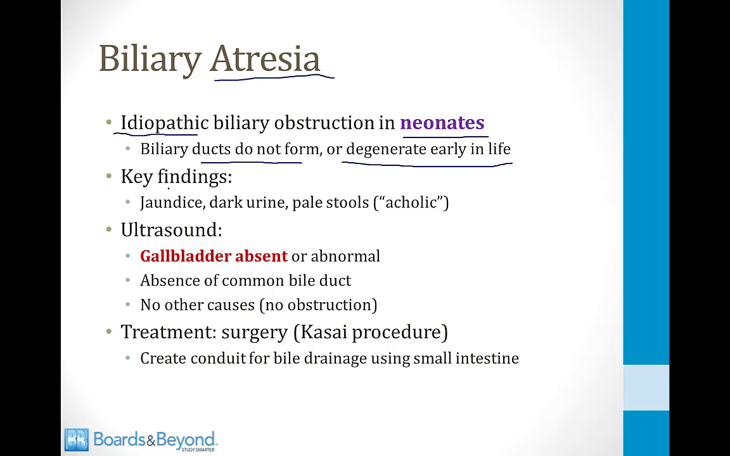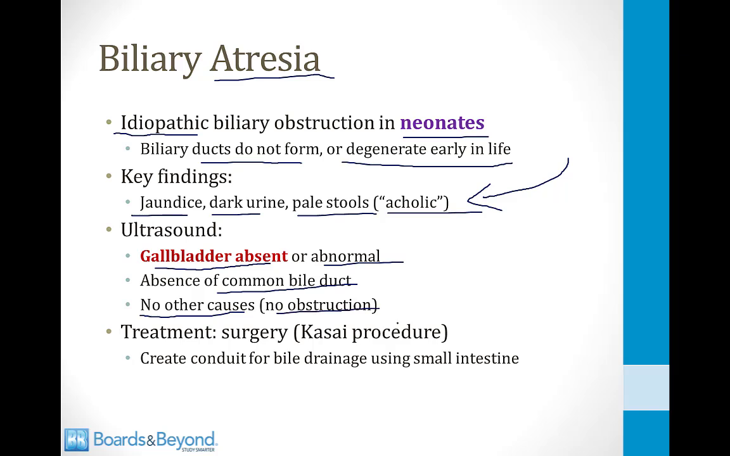So those symptoms, as we've discussed in many of the GI modules, include jaundice and dark urine and pale colored stools, which are called acholic stools. Now, when babies are born with these symptoms, an ultrasound is often performed to see if there's some obstruction to biliary flow. What the ultrasound usually shows in babies with biliary atresia is absence of the gallbladder, or it's very abnormal. There's also usually absence of the common bile duct. And importantly, there are no other causes of biliary obstruction. There are no strictures or gallstones or anything like that.